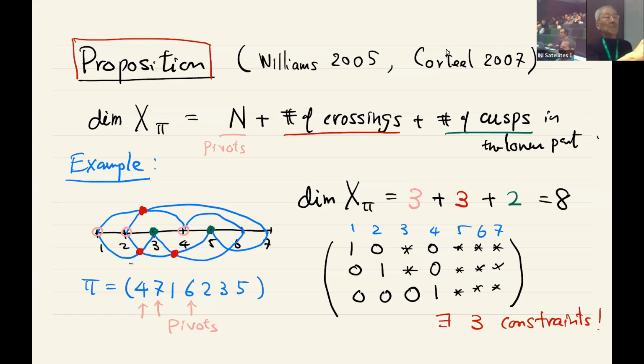So this is the proposition. The proposition says the dimension is the number of free parameters inside the A matrix. So this is the number of pivots, and the number of crossings here is the red mark, and the number of cusps in the lower part is just the green one. So just count 1, 2, 3, 4, 5, 6, 7, 8. So the dimension is 8.